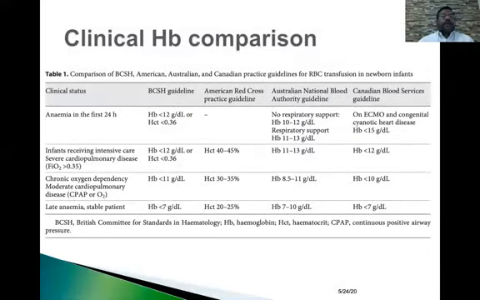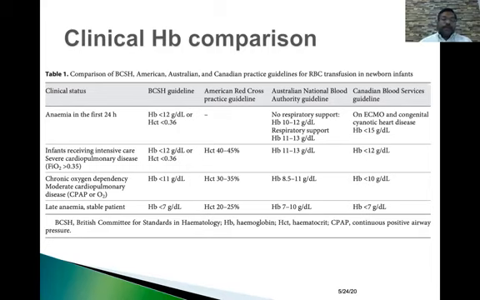Also, if you look at the hemoglobin where transfusion in newborns has been done, it is quite different, which includes British guideline, American Red Cross practice guideline, Australian or Canadian. Anemia in the first 24 hours, infants receiving intensive care, severe cardiopulmonary diseases, CPAP on oxygen, late anemia, stable patients. You see the hemoglobin is different. American Red Cross is all about hematocrit. Australian differs from Canadian.